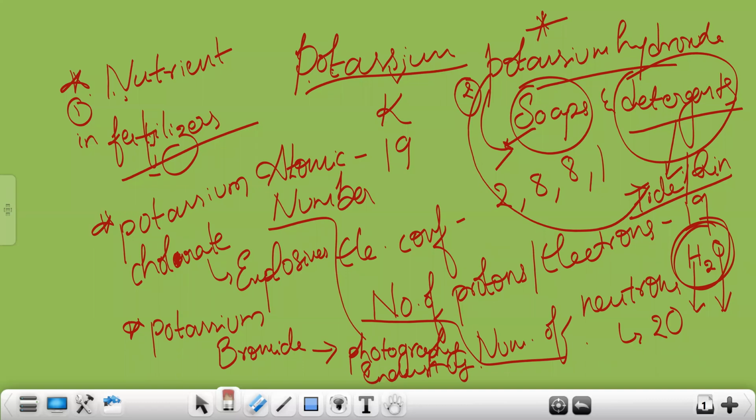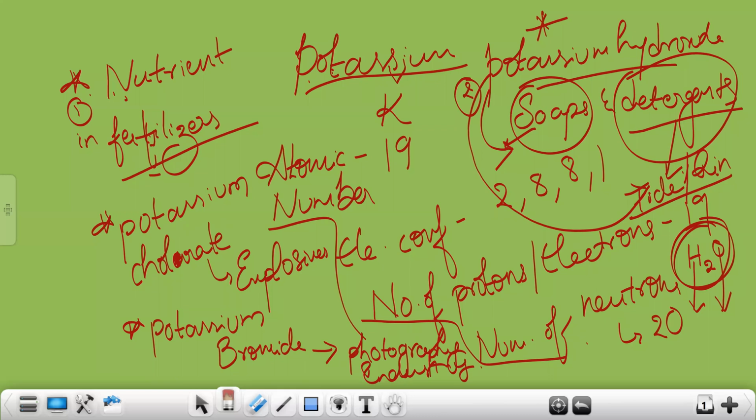Okay, and potassium hydroxide is used in making soaps and detergents. What is used in making soaps and detergents, children? Potassium hydroxide. Potassium hydroxide is used in preparation of soaps and detergents. And what is used in preparation of explosives? Potassium chlorate. Okay, what is meant by explosives?